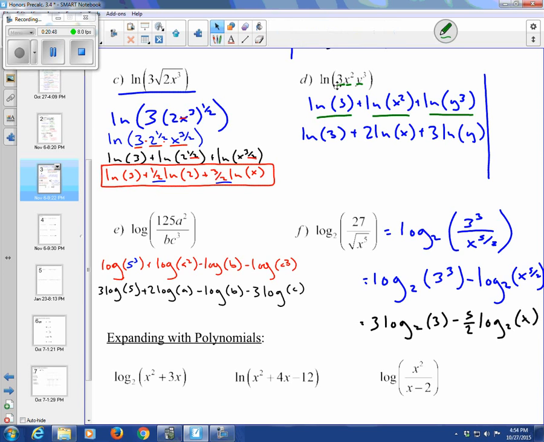And then we can take those exponents of 2 and 3 and throw them out front to make the multiplication.